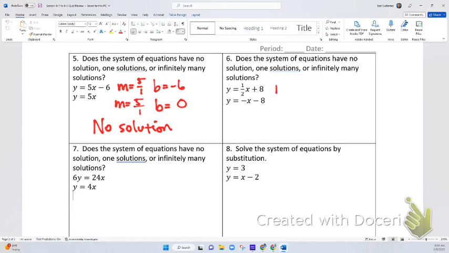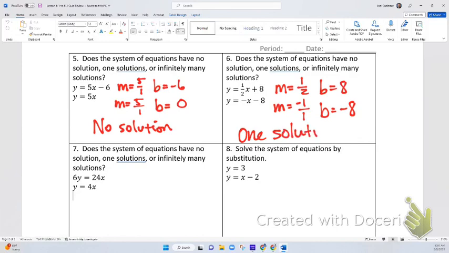For number 6, same exact thing. The m is 1/2. The b is 8. The m is a -1 because there's an imaginary 1 in front of that x. Remember to also put a 1 underneath because there is an imaginary 1 underneath. And then your b is a -8. Okay? If you look at the m's and you look at the b's, there's nothing in common. The m's are not the same, the b's are not the same. So that means that these are going to intersect. When they intersect, it means it has one solution.